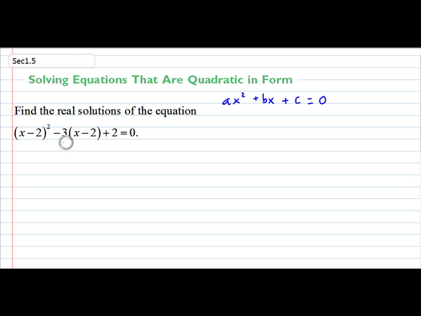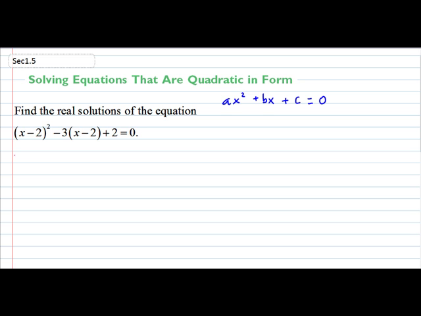They look like the quadratic equation, except your base is nasty. So in other words, to solve this equation here, it's the same thing as solving this equation. So the method I'm going to show you is called the substitution method.